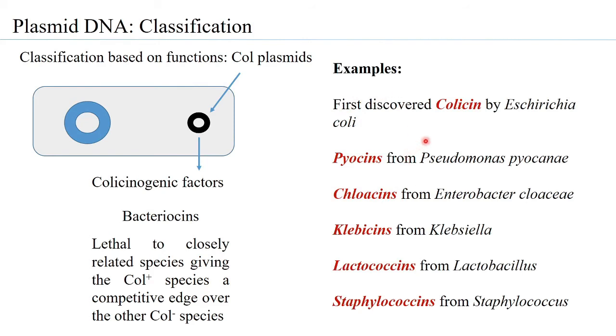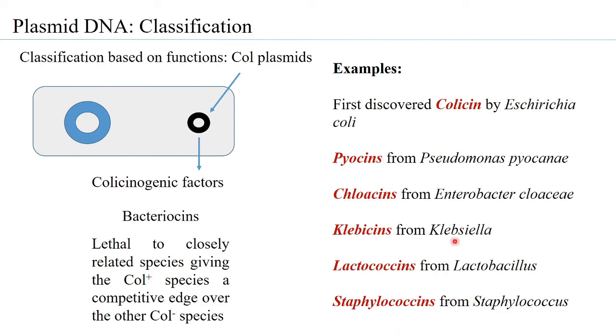So, examples of bacteria that have these Col plasmids: you have E. coli, where colicin is the bacteriocin present thanks to a Col plasmid. You have Pseudomonas having pyocins. These are again bacteriocins. You have Enterobacter cloacae having cloacins. You have Klebsiella having klebicins. You have Lactobacillus having lactococins, and you have Staphylococcus having staphylococcins.